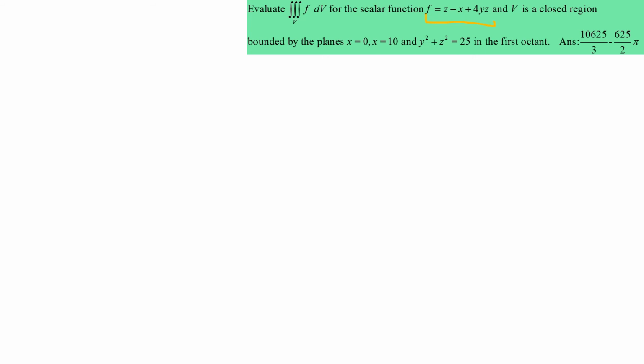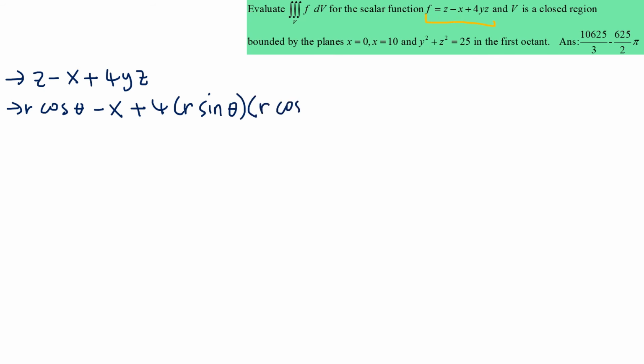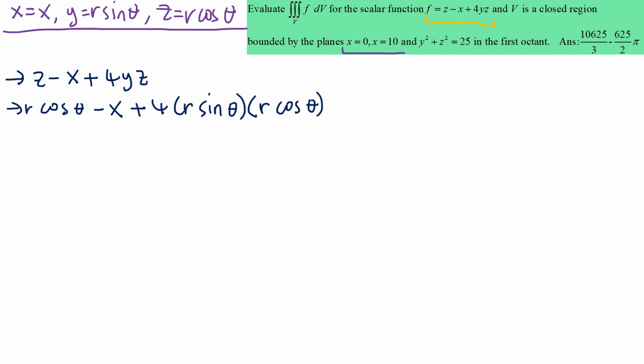So why don't we change this first? z minus x plus 4yz to be in polar coordinates of the cylinder. So z is r cos theta, x is x, plus 4y is r sin theta, z is r cos theta. You remember, right? We understood this before. We change the polar coordinate to be x equal to x, y will be r sin theta, and z we have changed to be r cos theta, because the height of the cylinder is contributed by the x.